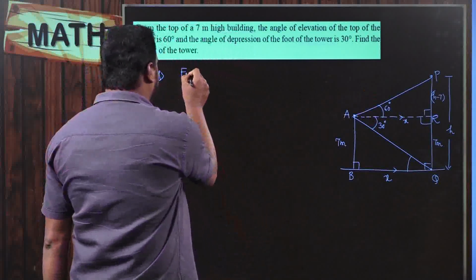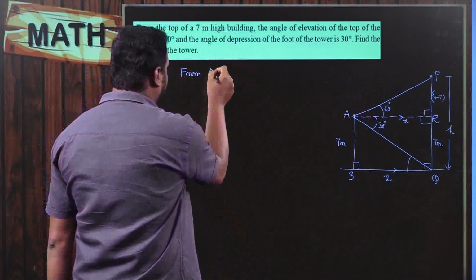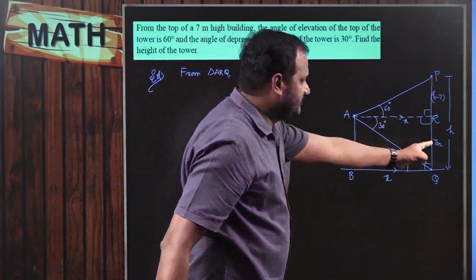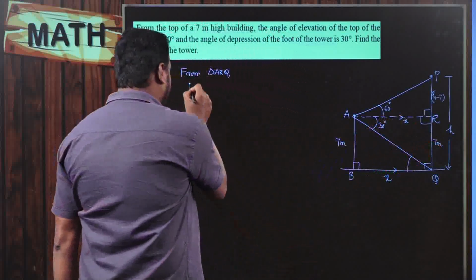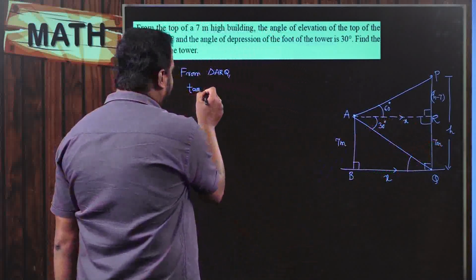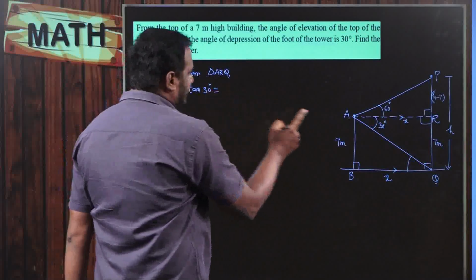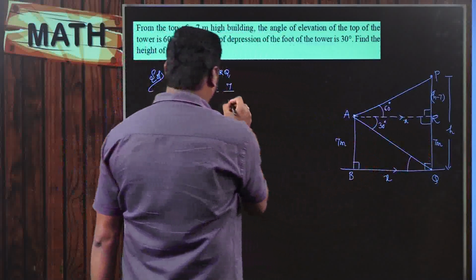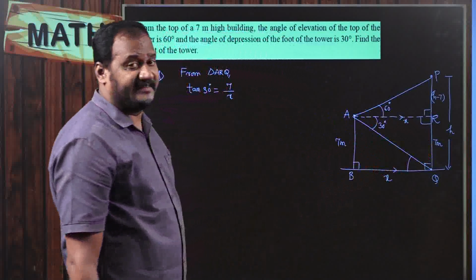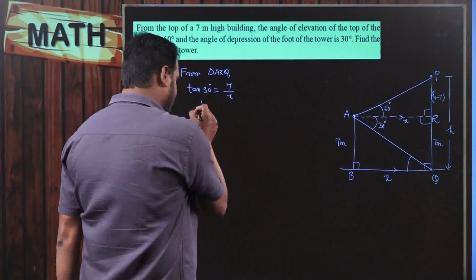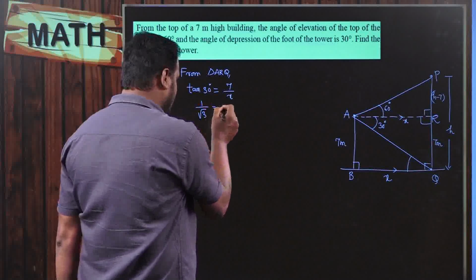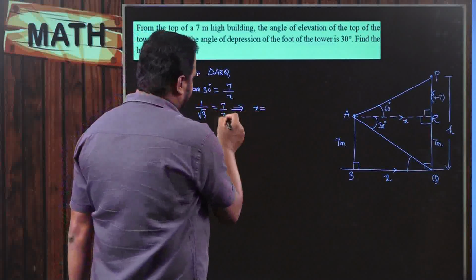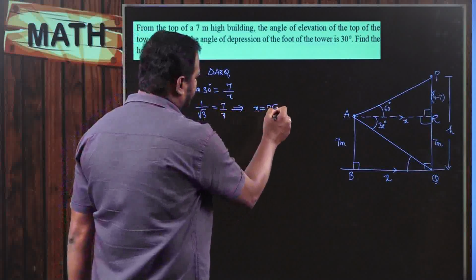From triangle ARQ, the angle is equal to 30. The side opposite to the angle is 7 meters, so I will apply tan. So tan 30 degrees is equal to the side opposite to 30 degrees, 7, divided by the adjacent side, x. But what is the value of tan 30? Tan 30 is equal to 1 by root 3, which is equal to 7 divided by x. By cross multiplication, the value of x is equal to 7 into root 3, 7 root 3 meters.